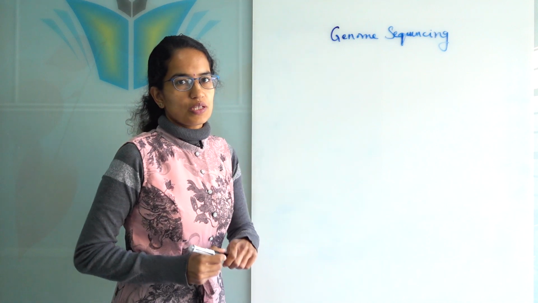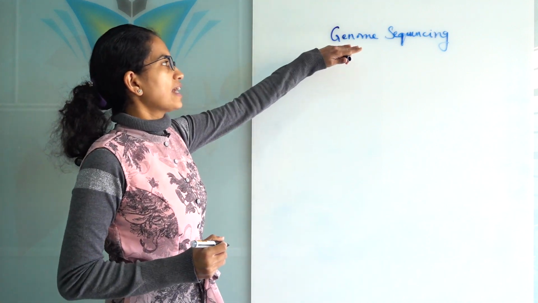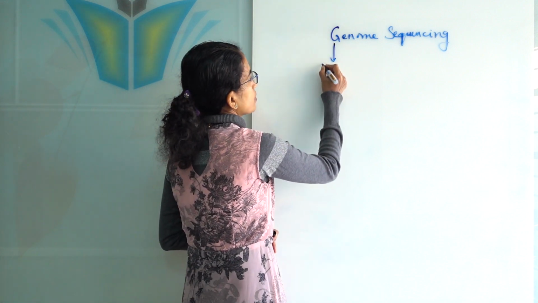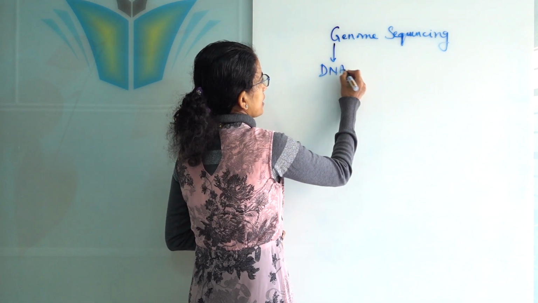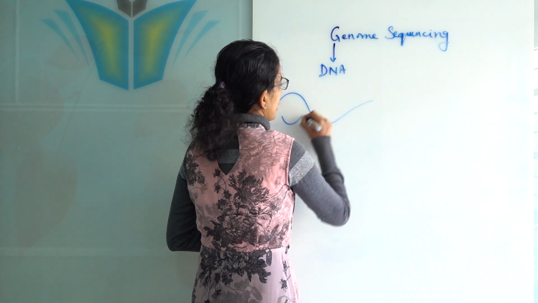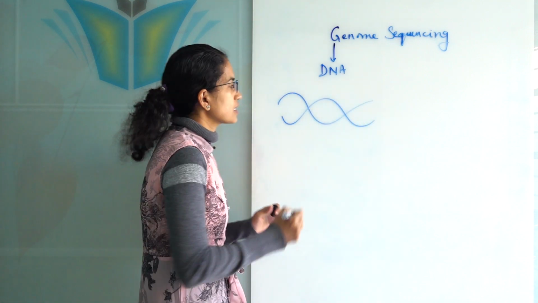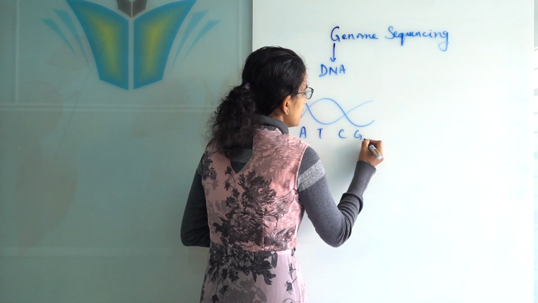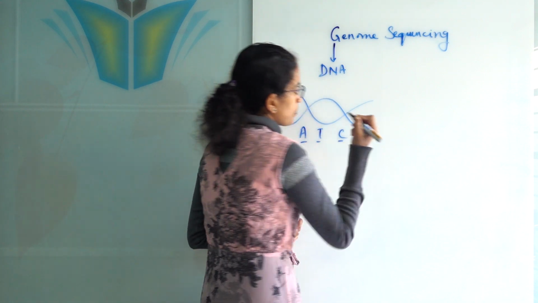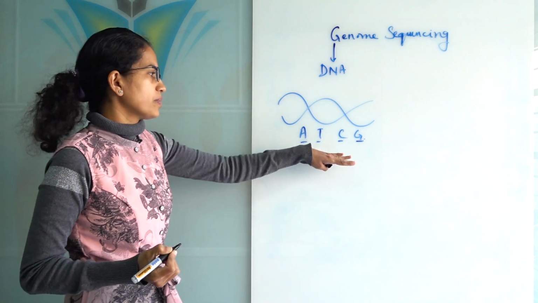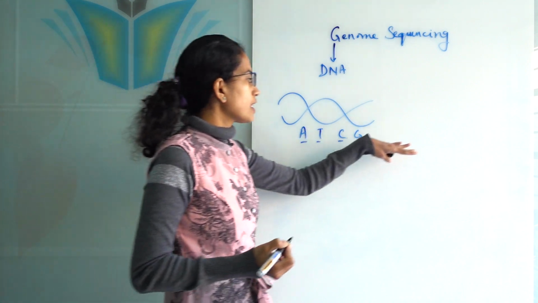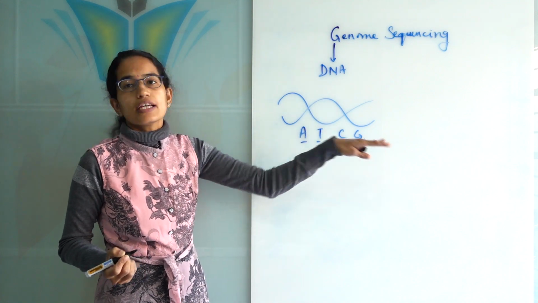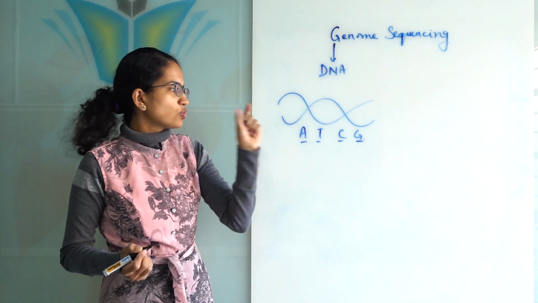What is genome sequencing? Before we understand that, let's understand what a genome is. A genome is made of DNA, and DNA, as we know, is a double helical model explained by Watson and Crick, and this has base pairs which are A, T, C and G. Now these base pairs have unique coded information, and with identification of these base pairs we can identify the unique DNA fingerprint of an individual organism.